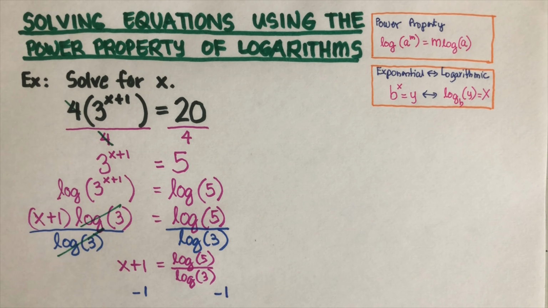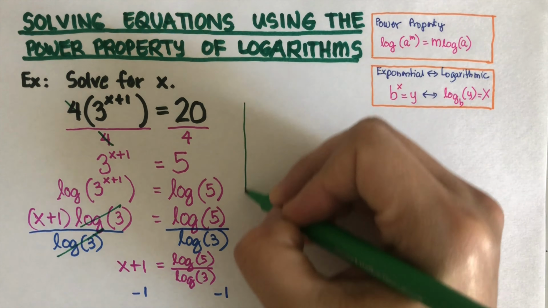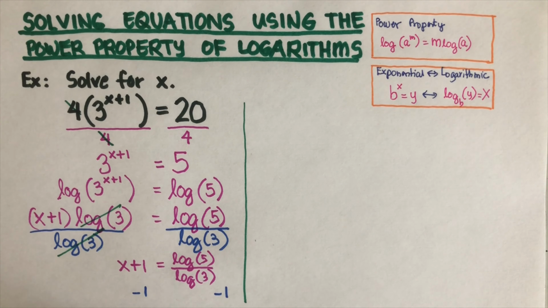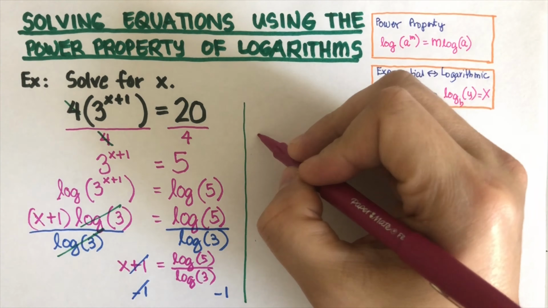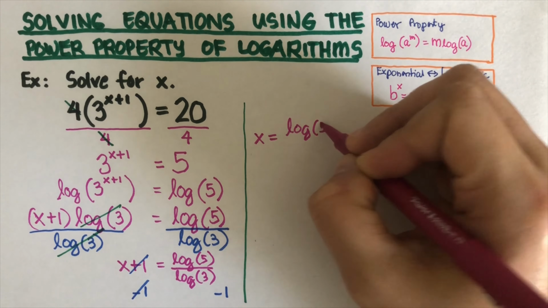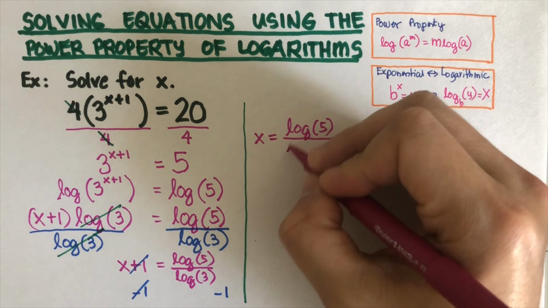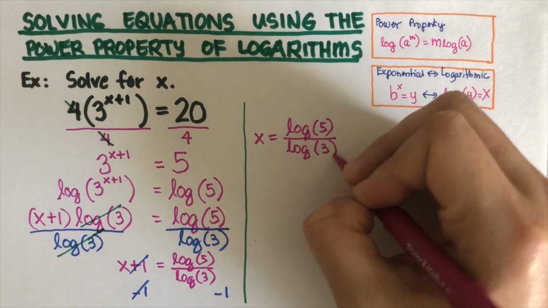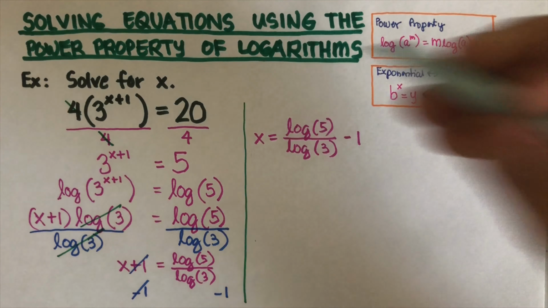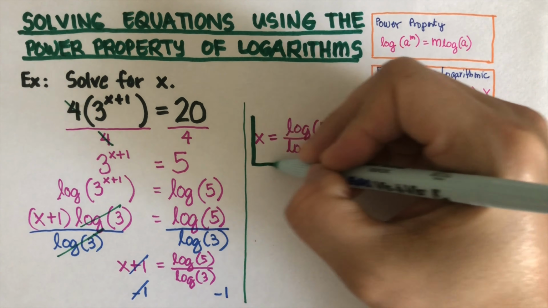I will show the work on the other side over here. So again, we subtract 1 from both sides. We can get rid of the 1 and the 1 here. So that means our x is equal to log of 5 over log of 3, minus 1. So this is our x value.